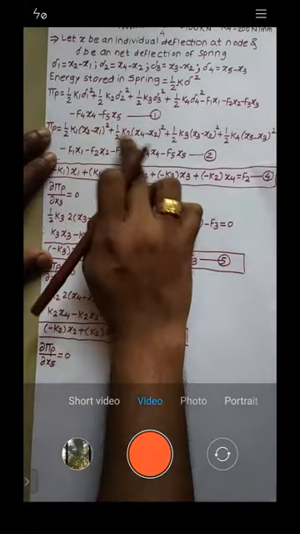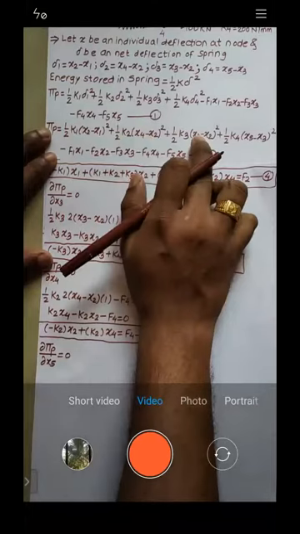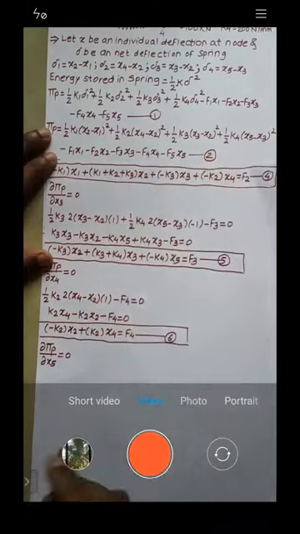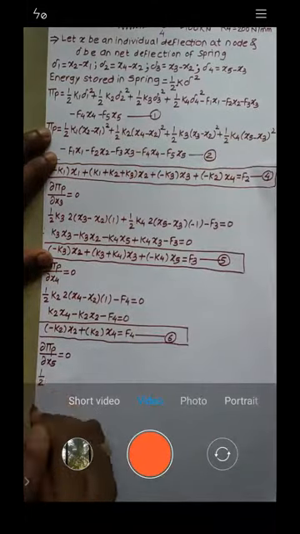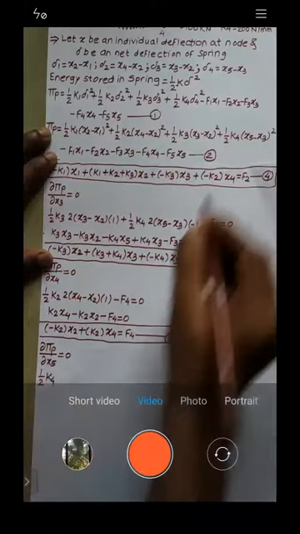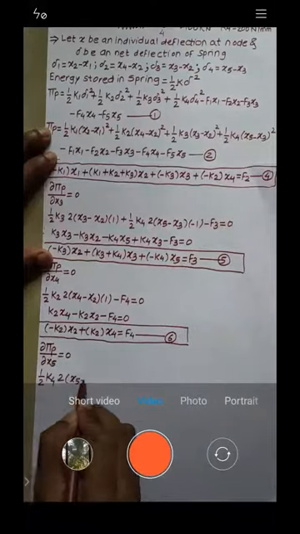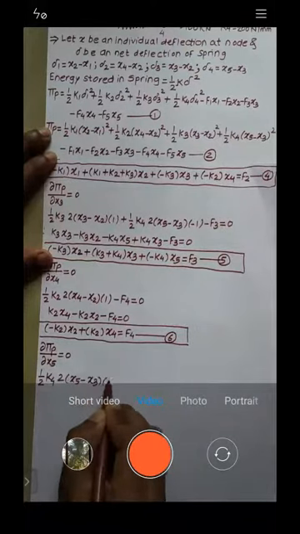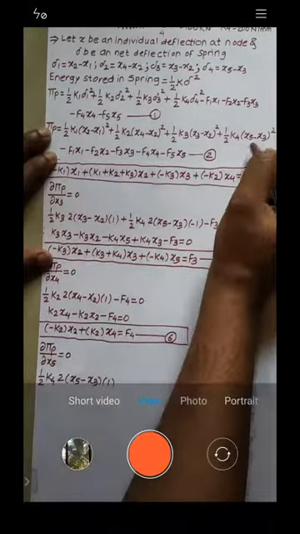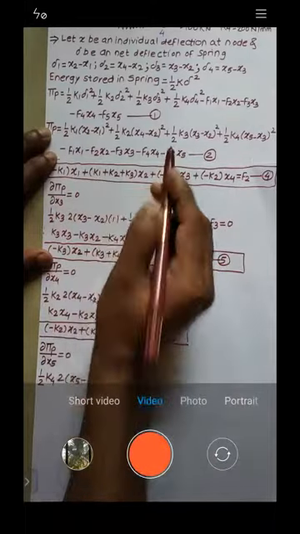There is no term here. Here again there is no term. Here there is again no term. Here you have one term, right? So half k4 into the differentiation of this, which is twice of (x5 minus x3) into 1. There is no term, and here you have minus f5. Minus f5 is equal to 0.